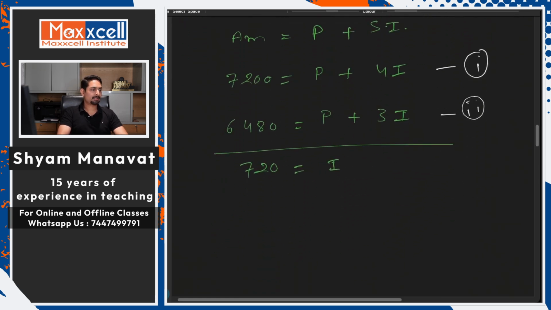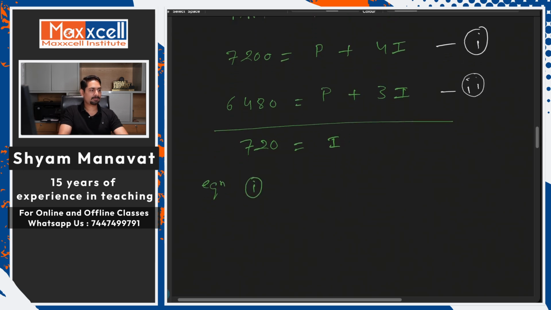We will do that. Let's consider equation number 1, or you can consider equation number 2 also. What am I going to do here? I will substitute the value of the variable I here. Because it is the first equation, I am taking the first equation and replacing it. So here I have P plus 4 into 720.